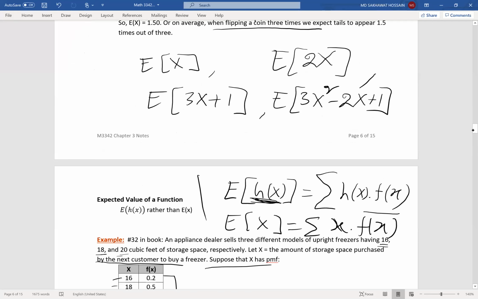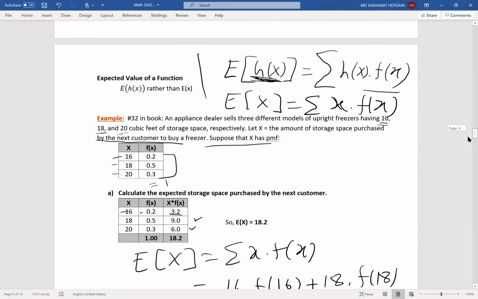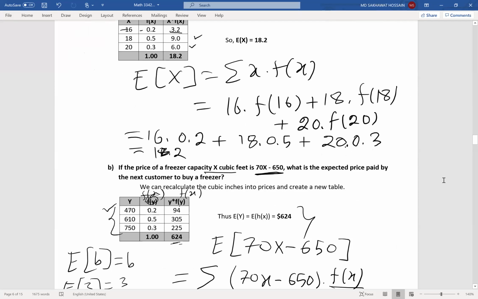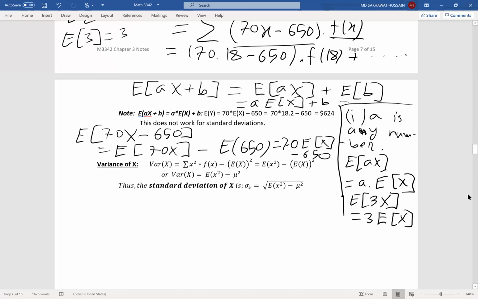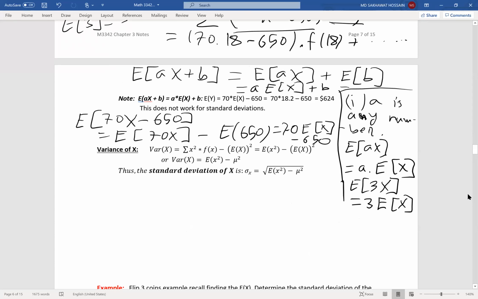You already have the expected value of x in part A. So you can just use this number to find the expected value of this function. You do not need to calculate these values again, so it will save your time. You can use this property, or you can directly calculate the number and then use the formula for the expected value. But I suggest you use these properties to find the expected value of a function of a random variable. Do you have any question?